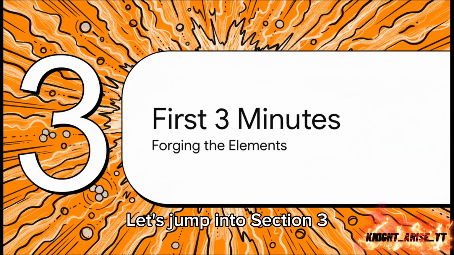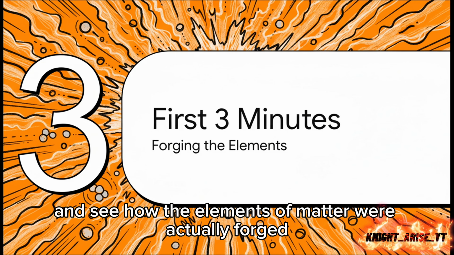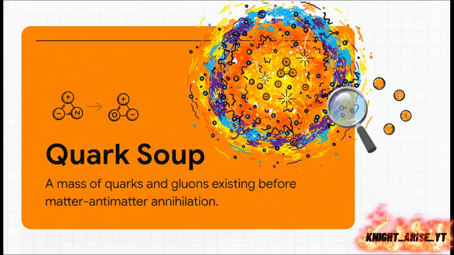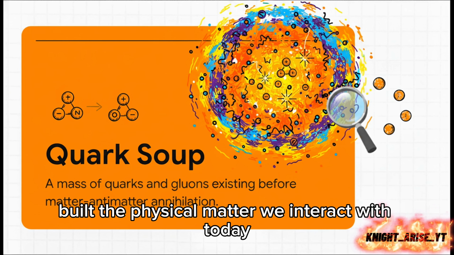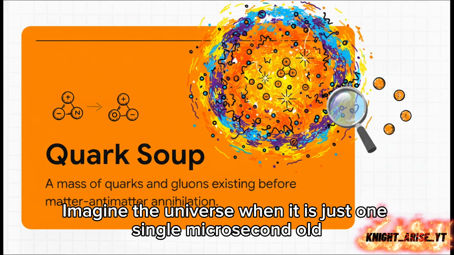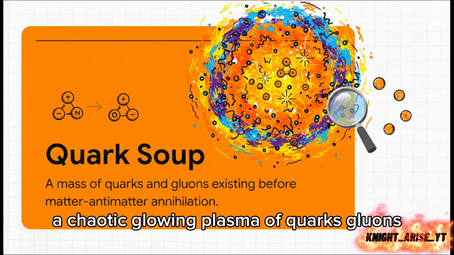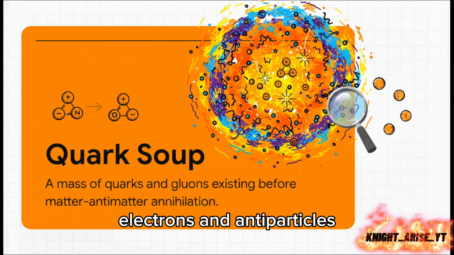Let's jump into Section 3, the first 3 minutes, and see how the elements of matter were actually forged. Let's look at how this seething ball of energy built the physical matter we interact with today. Imagine the universe when it is just one single microsecond old. It was what we call a quark soup, a chaotic, glowing plasma of quarks, gluons, electrons, and antiparticles.